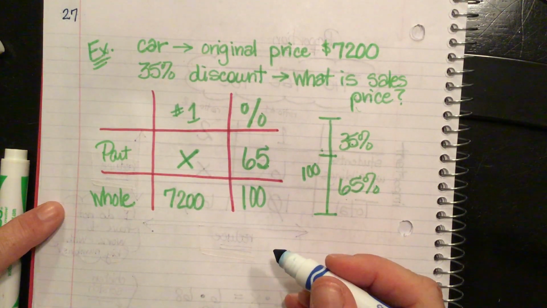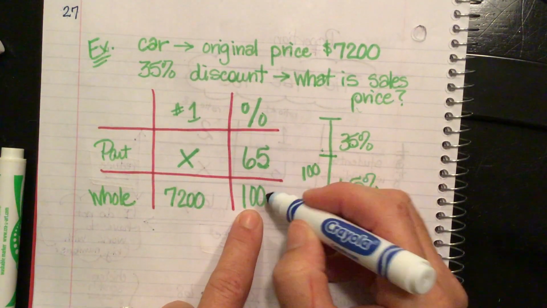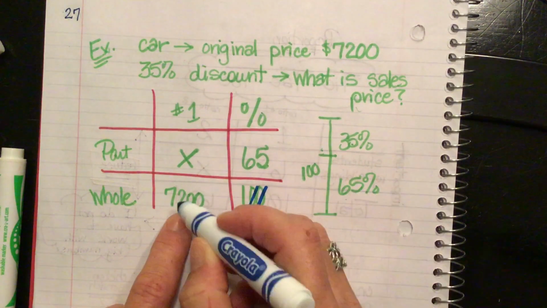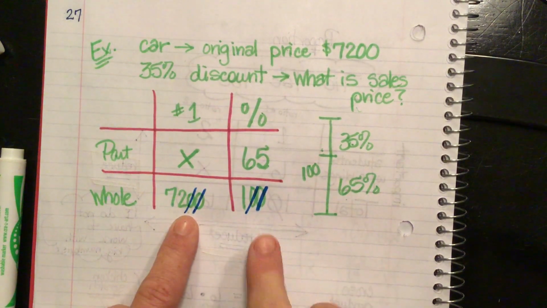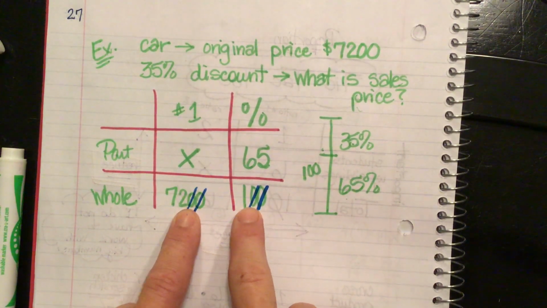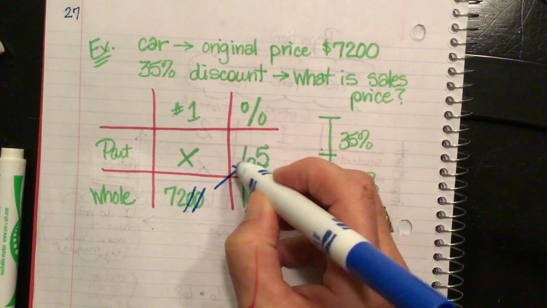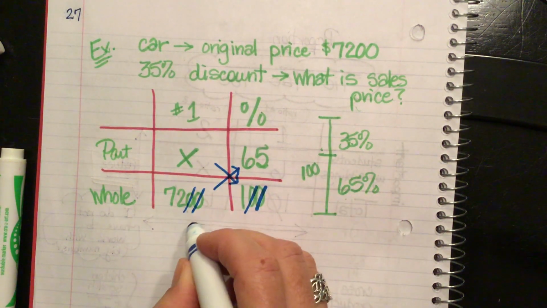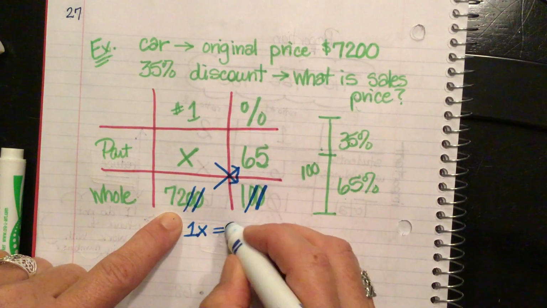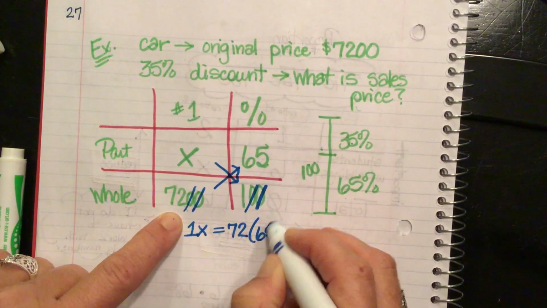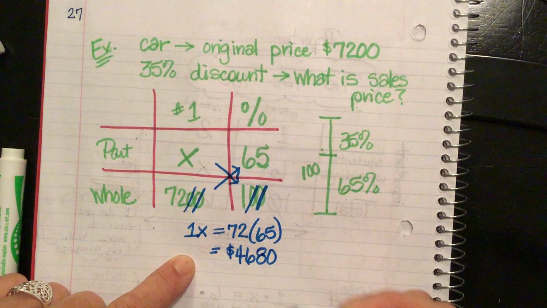All right, so what we're gonna do is we're gonna reduce, and if you notice, I can divide both of these by 100. 100 divided by 100 is 1. 7,200 divided by 100 is 72. Basically, a 0 for a 0, 0 for a 0. But I want you to make sure that you understand why you're reducing, okay? All right, so now I can cross multiply. So 1 times x, and then 72 times 65, and I'll do the math for you, and it comes out to be $4,680. Okay?